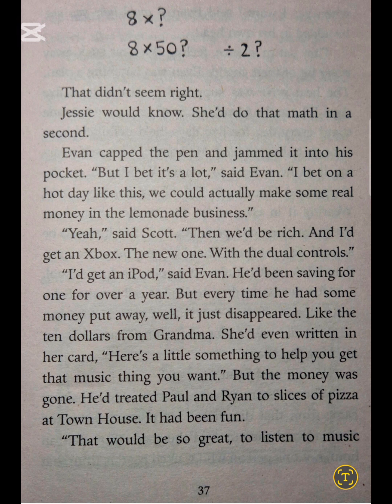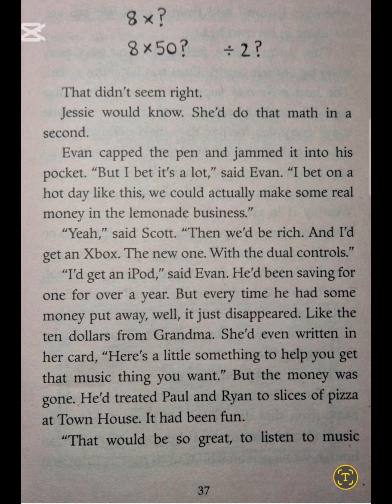He'd been saving for one for over a year, but every time he had some money put away, well, it just disappeared. Like the $10 from Grandma. She'd even written in her card, "Here's a little something to help you get that music thing you want." But the money was gone. He'd treated Paul and Ryan to a slice of pizza at Town House. It had been fun.